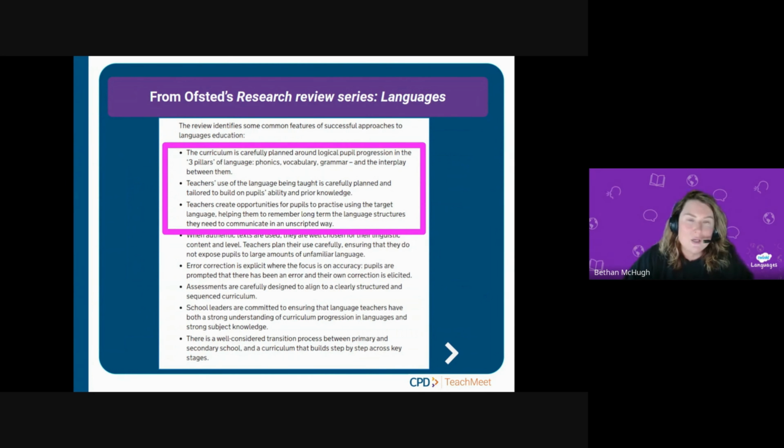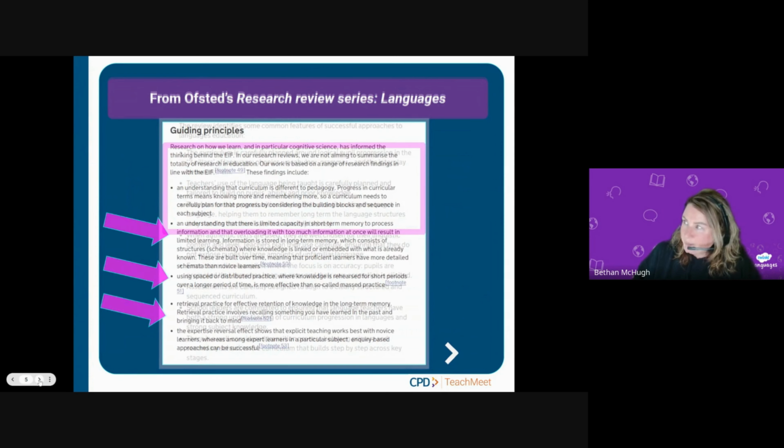And then you're creating opportunities for pupils to practice the target language. That's fundamentally what you want to look for: opportunities to practice the language that they're doing. So find a way to do that, get them speaking, get them doing something. You want them to be able to communicate in an unscripted way. This is their time to do that outside of the lesson structure. So think about those aspects behind it.